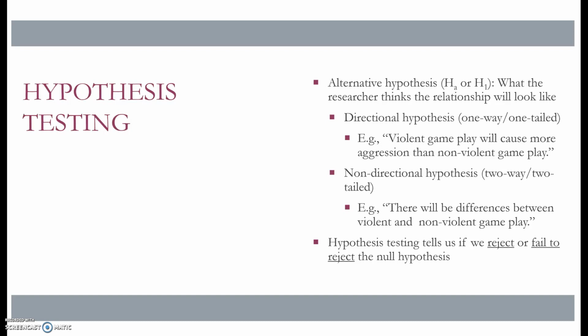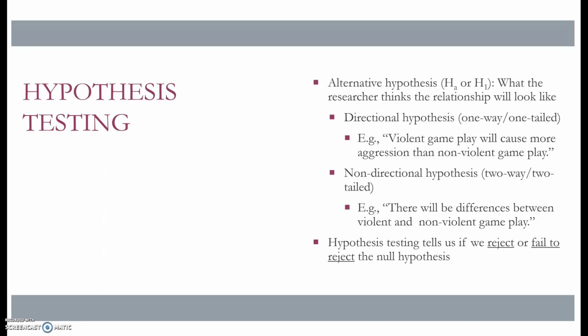We propose that violent gameplay will cause more aggression than non-violent gameplay. So you see the relationship here. And non-directional just means there will be a difference between violent and non-violent gameplay. It means we don't assume one side will show more aggression. We just say there will be a difference. One side may be more aggressive afterwards, or the other side may be less aggressive, but we don't know which one is on which side.